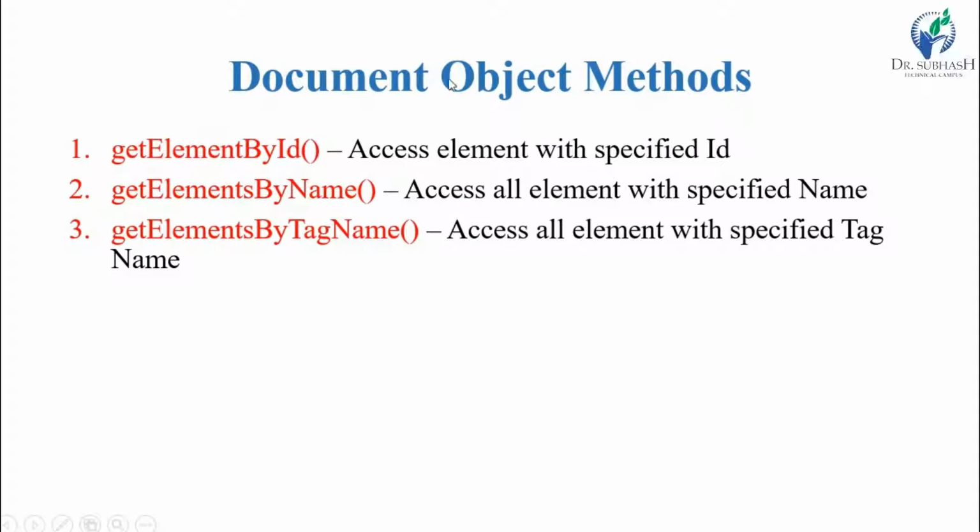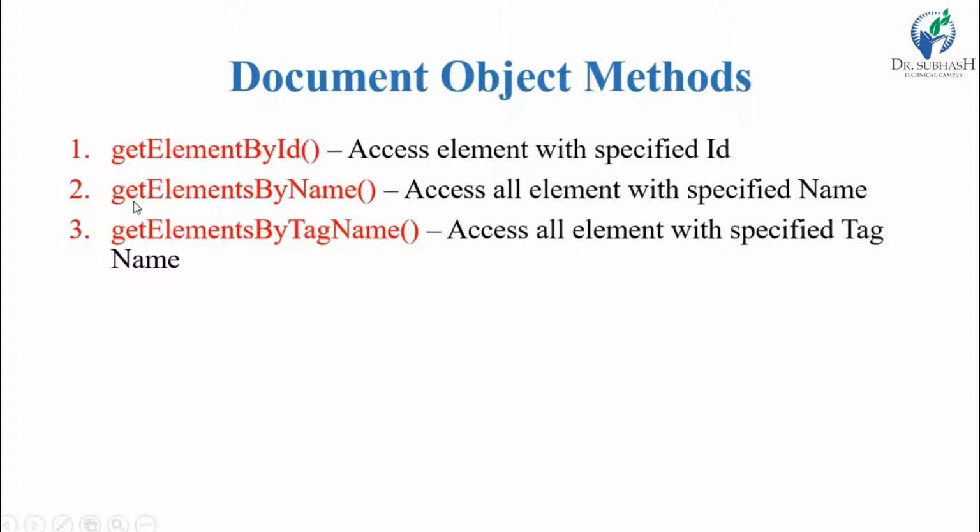Document object methods. There are three main important methods of a document object: getElementById, getElementsByName, and getElementsByTagName. getElementById is used to access the element with a specified ID. Each and every element in an HTML document can specify a unique ID. So you can access that element with the help of this particular method, that is getElementById.